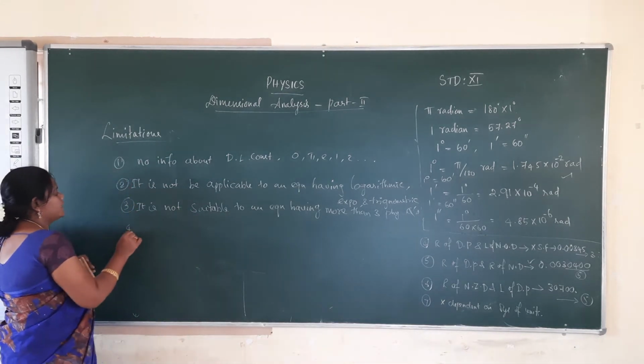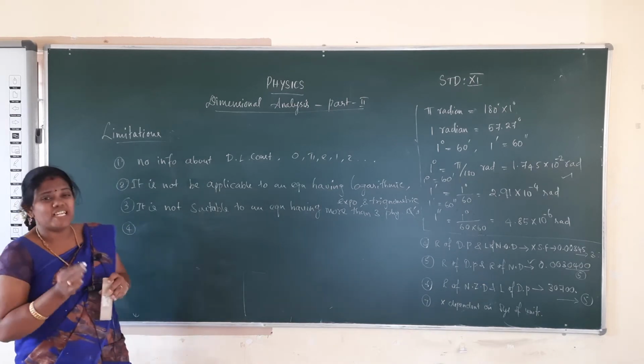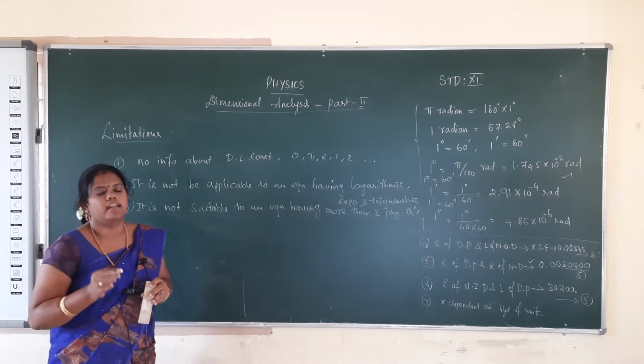Then the fourth one: dimension analysis cannot say whether a quantity is a scalar or a vector.